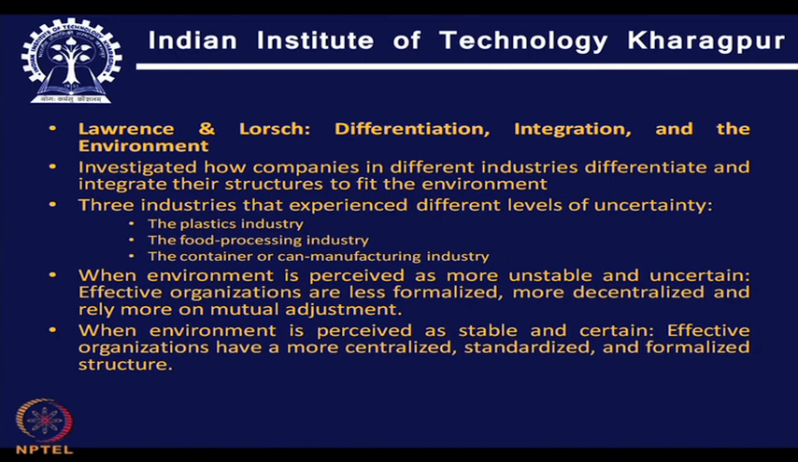What we found is that when the environment is perceived as more unstable and uncertain, to deal with that, effective organizations are less formalized, more decentralized, and rely on mutual adjustment. Because when the environment is unstable and uncertain, we do not have a set procedure for understanding how to react to these uncertainties. There is no set formula for it. As a result, in this condition of uncertainty, effective organizations tend to be less formalized, more decentralized, and rely more on mutual adjustment.